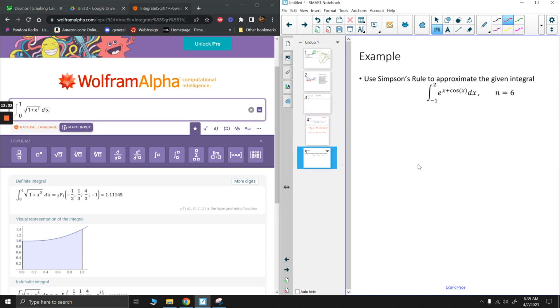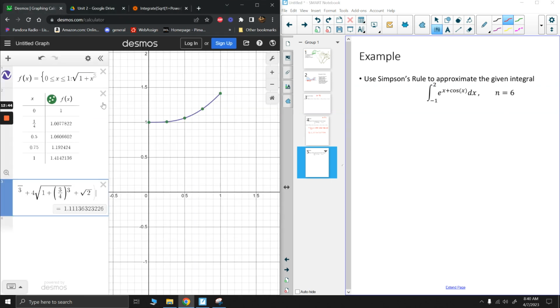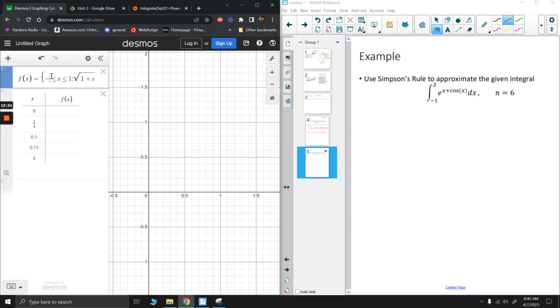All right, let's do another one. So now we're going to use Simpson's rule to approximate the given integral of e to the x plus cosine x dx from -1 to 2, and n is 6. Okay, so this is a little bit more challenging function, but nothing too bad. I'm going to take my function, from -1 until 2, and change it to this new one, e to the x plus cosine x.